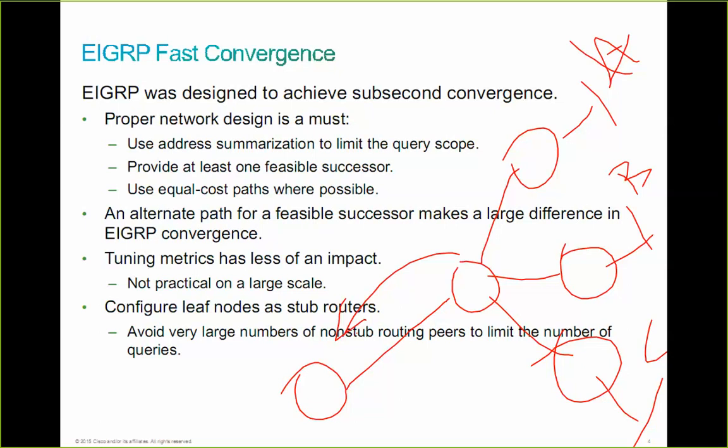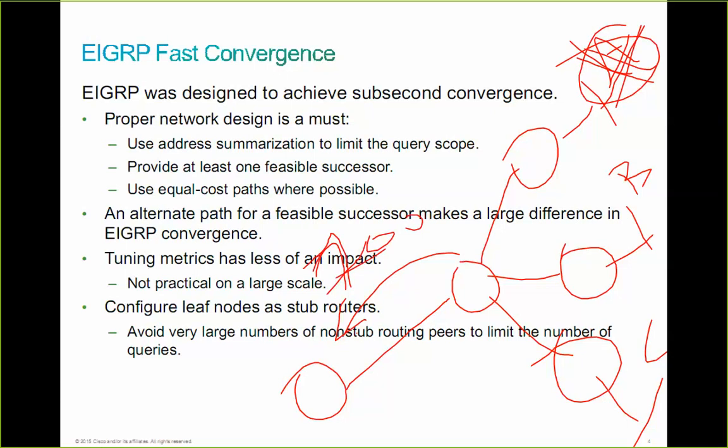So if A happened to have the best metric in this case, we'll call it 100, and B is 200 and C is 300, the summary is going to have a metric of 100 unless A goes away. So the only thing that might change in the summary is the metric itself. The summary route will still be the same. Does that make sense?